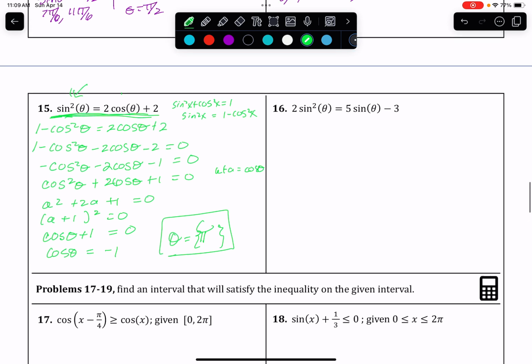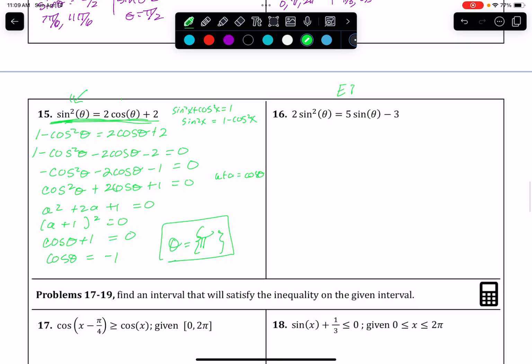Now this next one, there was an error in the problem. When I started to do it, it didn't factor. So this is supposed to be plus 3. So change that to plus 3. If we're solving a quadratic, let's get everything on the left side. So 2 sine squared theta minus 5 sine theta minus 3, which is what I need, equals 0.